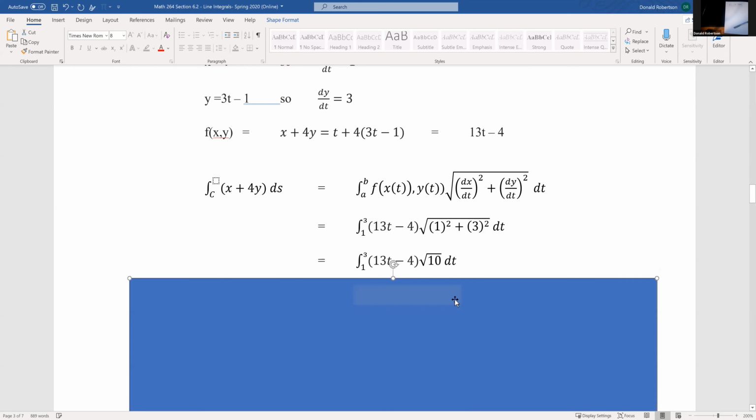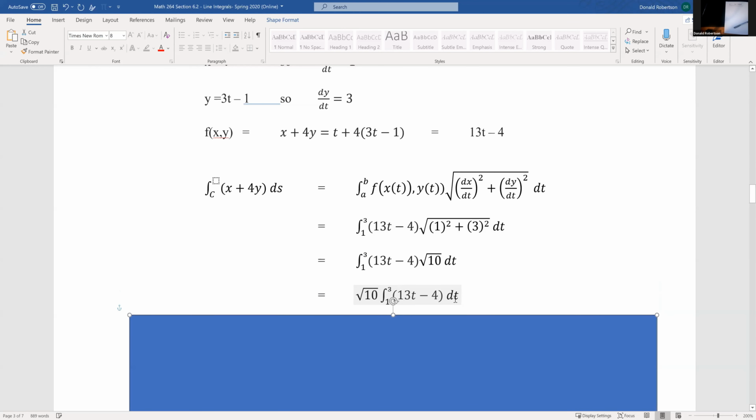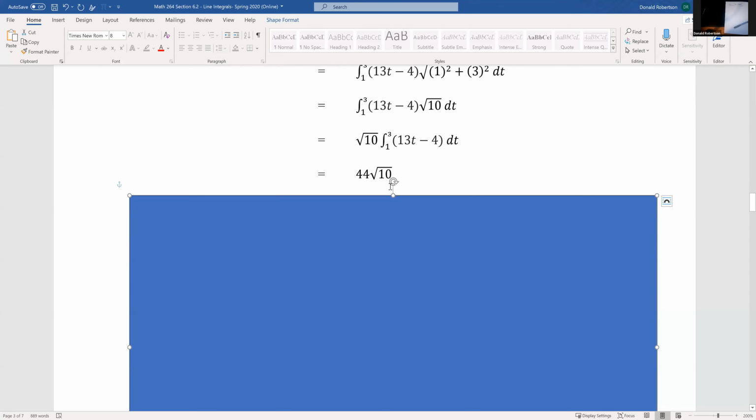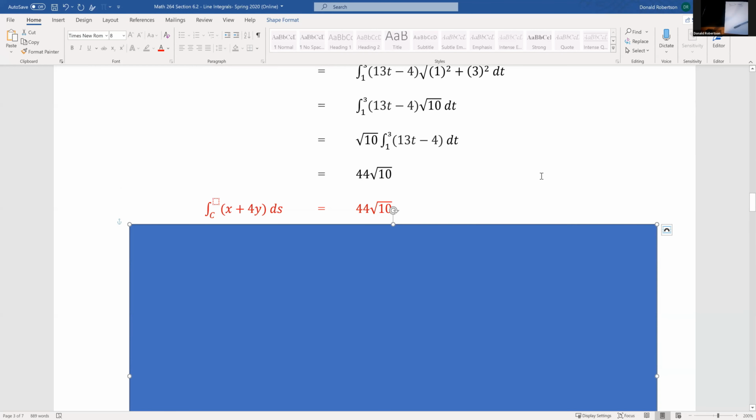Go through this pretty quickly. You get that. I pull out the square root of 10, integrate that the usual way, and the answer is 44 root 10. So that curved wall would have an area of 44 root 10s.